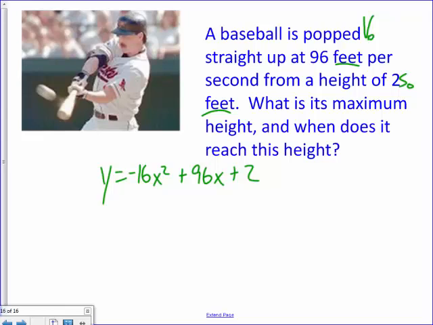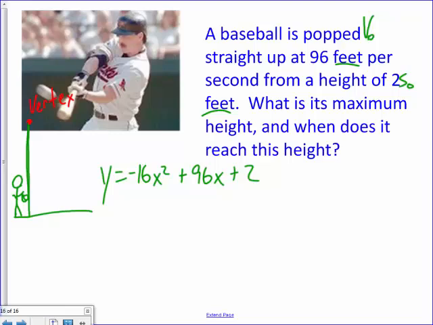So let's think about this. So this is the ground. This is your dude that's hitting the ball. He swings his bat, and the ball goes straight up and comes right back down. Makes a nice parabola there. It's got a maximum height. Well, what is that of the parabola, that maximum height? Well, yeah, that's our vertex. So if I wanted to find the vertex really quickly, what could I do?